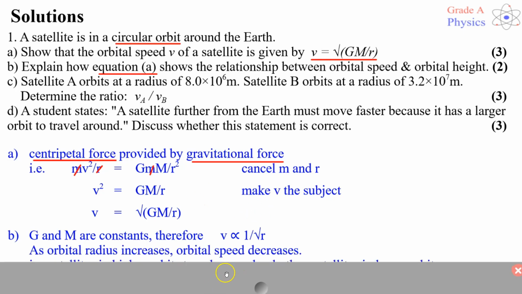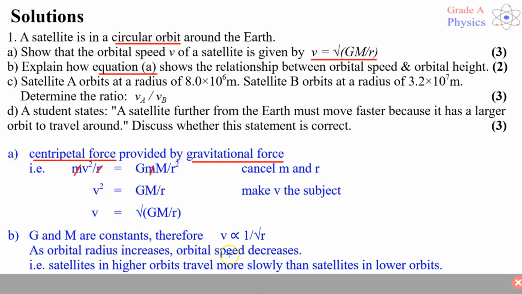The second mark is just explaining what that means. If we have a larger value of the radius, even though we're square rooting it, we are dividing by a larger number. So the bigger the value of the radius, the smaller the velocity. We just need to state that in words: satellites in higher orbits will travel more slowly, according to this expression.